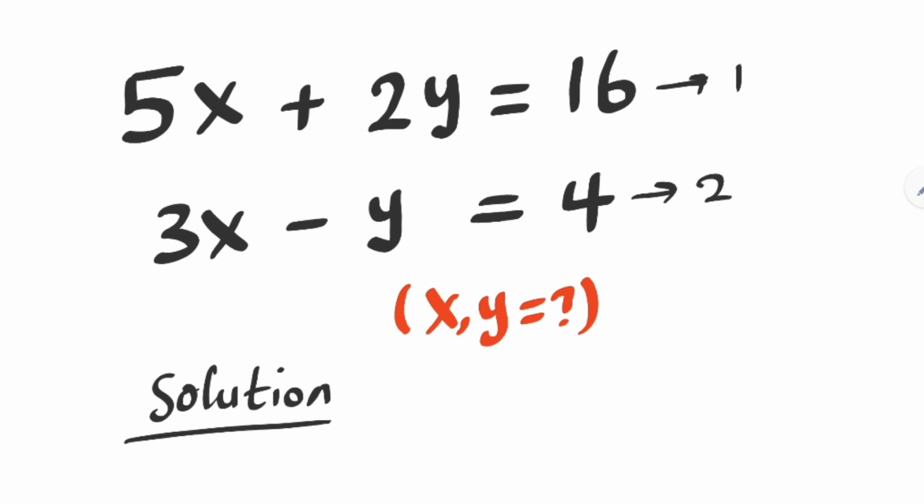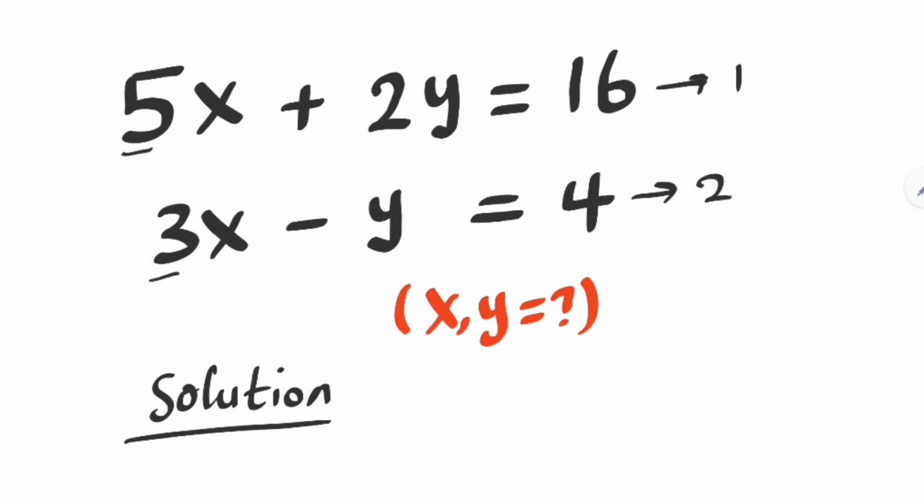Now you can see this is a simultaneous equation, but in order to solve this, we need to eliminate either x or y. We want to make use of the elimination method. The coefficient of x here is 5 and the coefficient of x here is 3. Then the coefficient of y here is 2 and the coefficient of y here is just minus 1. We have the constants here, 16 and here 4.